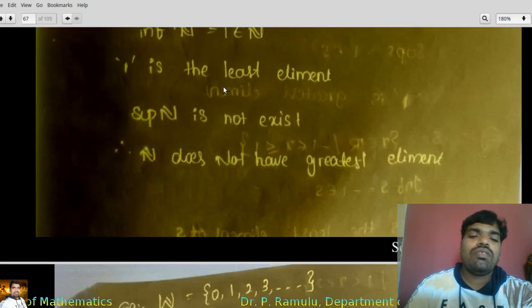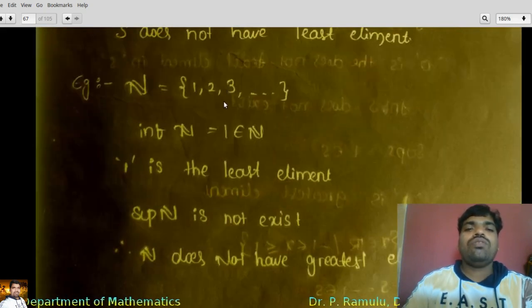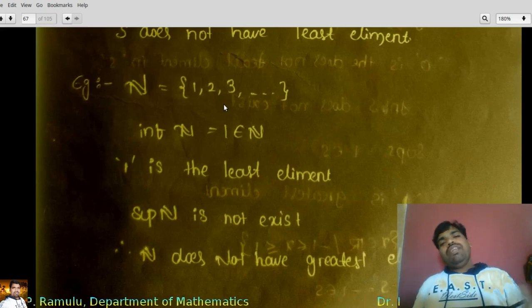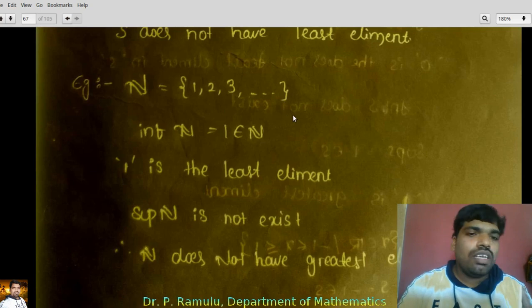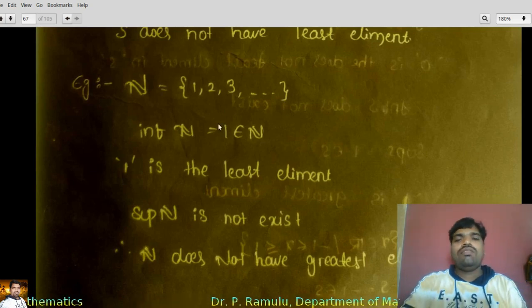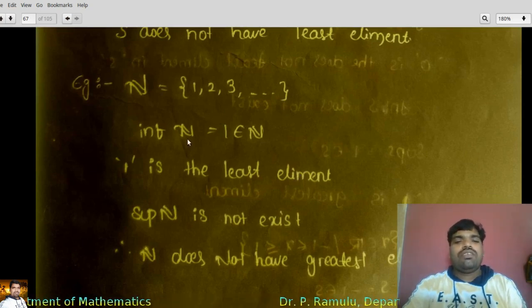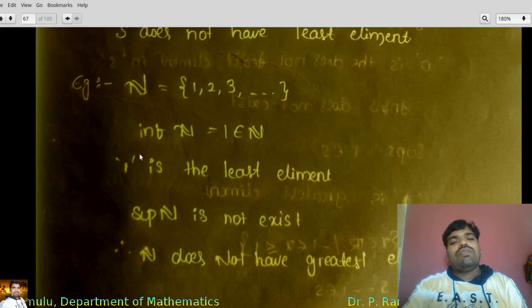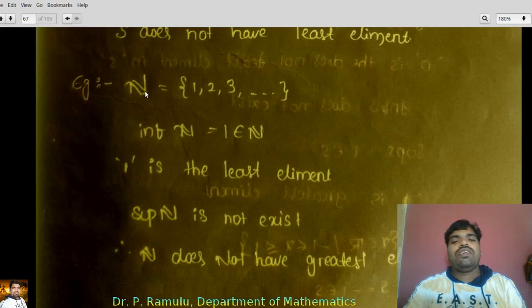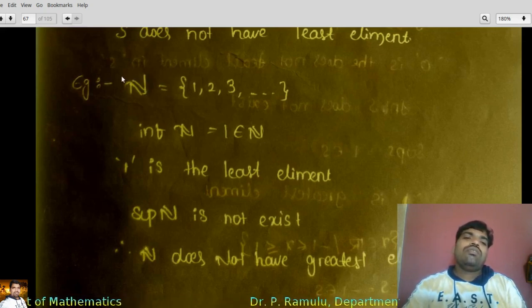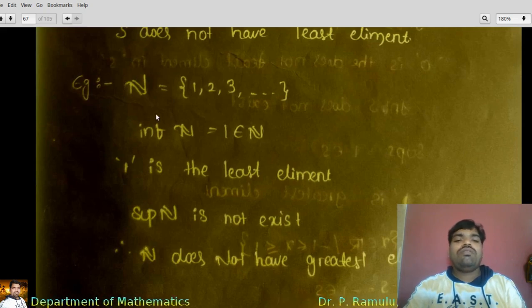Another example, I'm taking N equal to 1, 2, 3, and so on. The infimum of N is equal to 1. So 1 is a member of N, so 1 is the least element. The supremum of N does not exist for this set. Therefore, N does not have a greatest element. Only N has a least element.